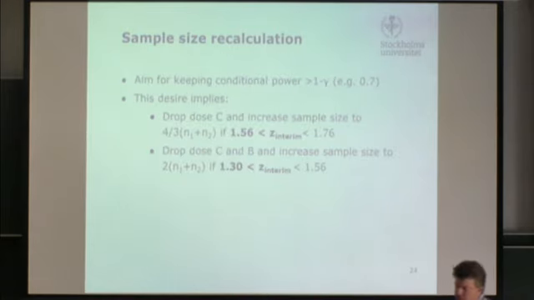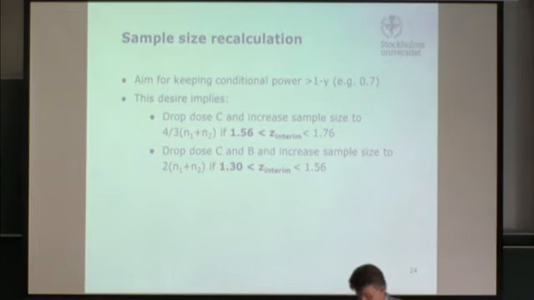And then we had the other aim to keep the conditional power above 70%. So we can then calculate that if we drop dose C and distribute these patients, then we need at least 1.56 in the Z interim to ensure this conditional power, and 1.30 if we then distribute all the B and C patients.